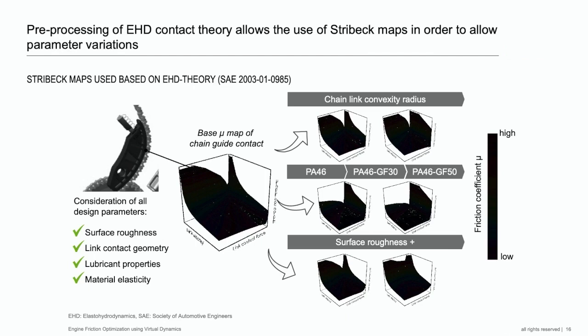In this way, it is possible to review the impact of changes of your chain link backside convexity radius, maybe also of the guide materials, and also of parameters like the surface roughness.